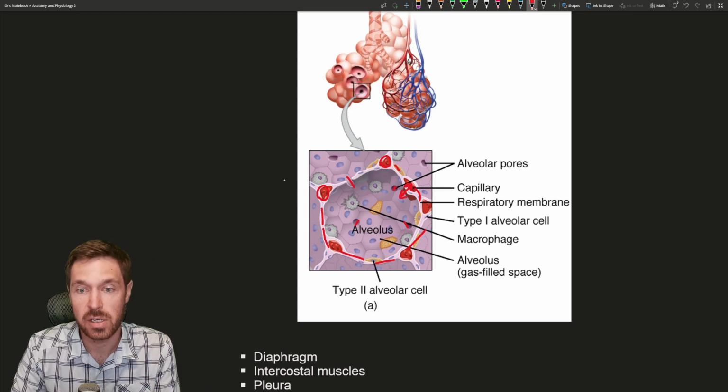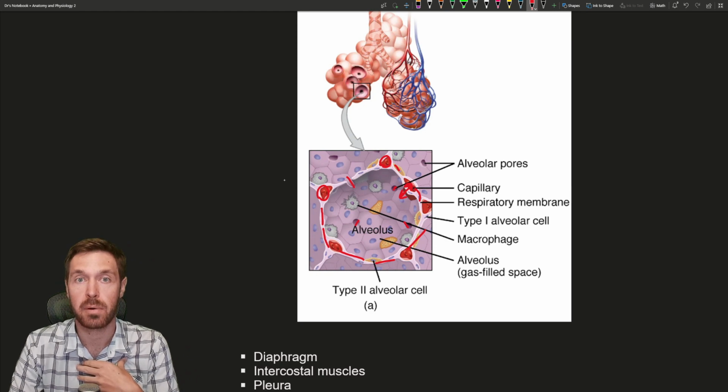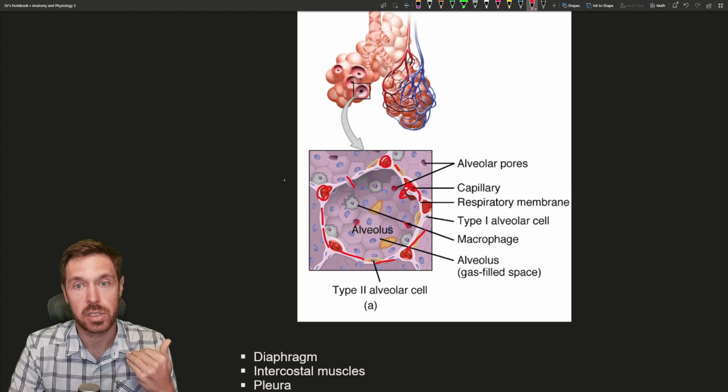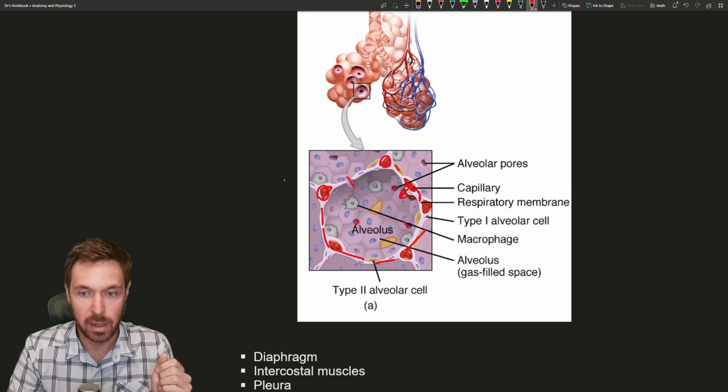So you have an exchange. CO2 is leaving the body. Your body produces CO2 from cellular respiration. It's the byproduct. And then you inhale oxygen that then goes to your tissues to power cellular respiration. It's that final electron acceptor in the mitochondria.